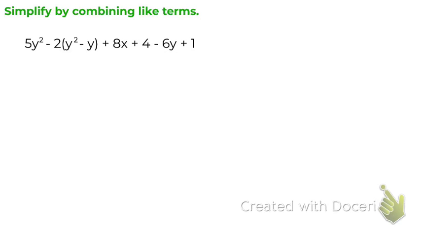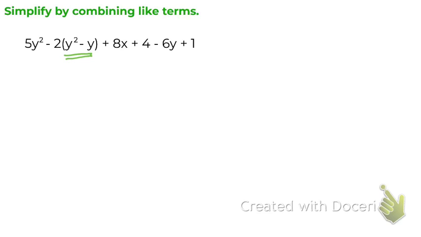Here we're asked to simplify by combining like terms. So if there's a set of parentheses, your first goal is to get rid of that parentheses. I always first look inside the parentheses to see if there's any like terms that can be combined. Remember, like terms have the same variable and the same exponent.